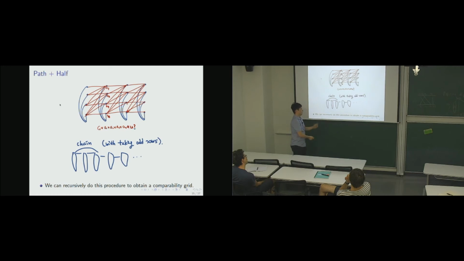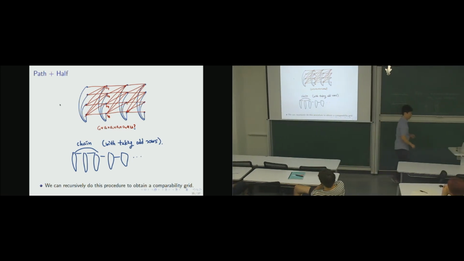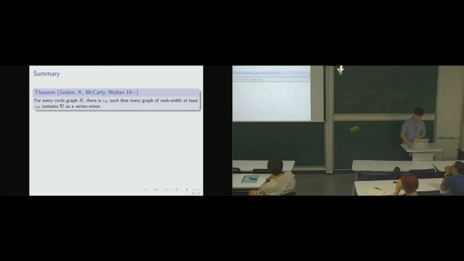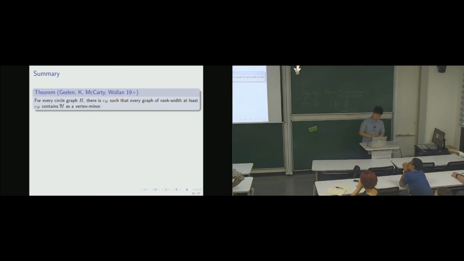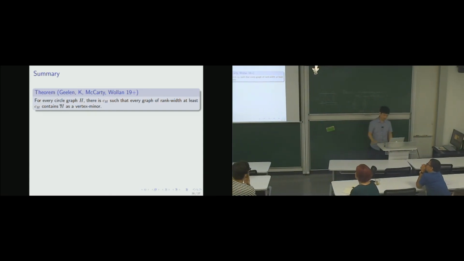Yeah, this is the most technical point in the paper, which I want to skip. Okay, so this is all. So we proved that for every circle graph, every graph of sufficiently large rank-width contains H as a vertex-minor.